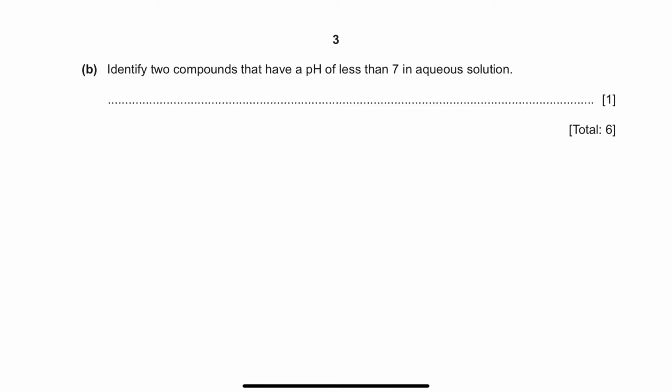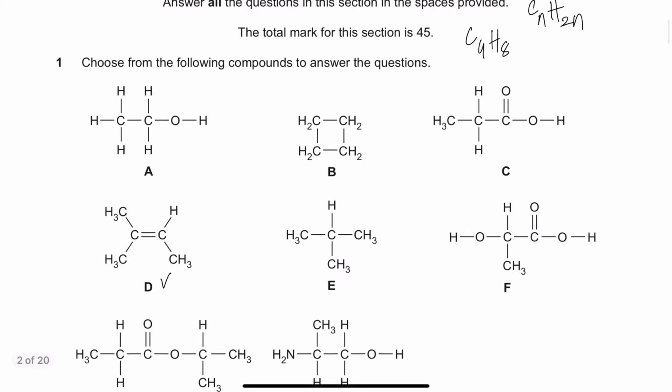Now, identify 2 compounds that had a pH of less than 7 in aqueous solution. Now, less than 7 pH kiska hota hai? Obviously acidic. So acidic substances or acids, they have a pH of less than 7. So check which ones are acid.